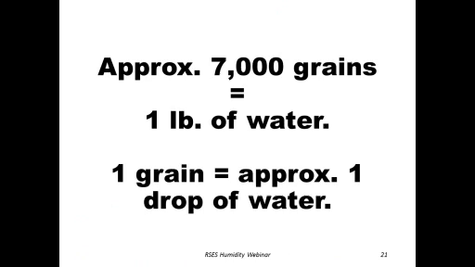There are approximately 7,000 drops of water in 1 pound of water. In other words, 7,000 grains equal 1 pound of water. 1 grain is equal to approximately 1 drop of water.